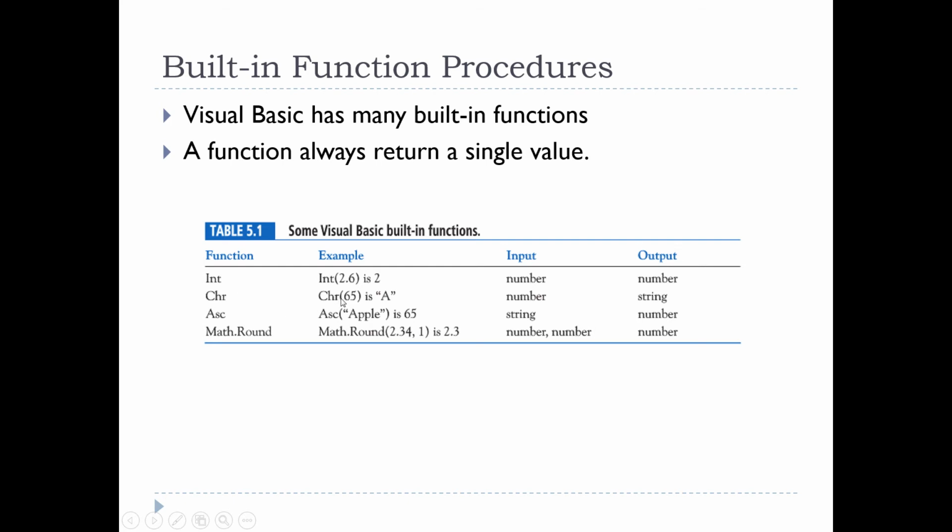Then the Chr function: if you put in Chr of 65, this is an ASCII code, and it will convert it and return the alphabet letter of that character. So 65 is the character for capital A. If you want to know the letter for number 96, Chr 96 will tell you what it is.